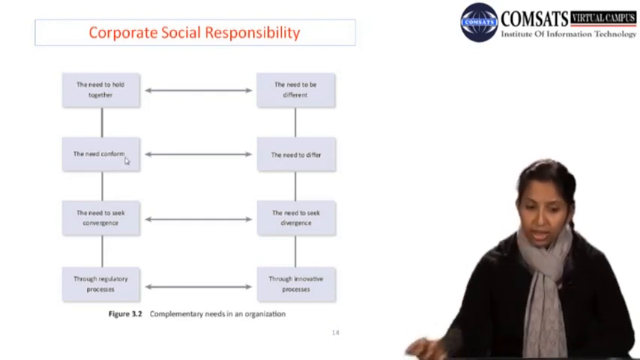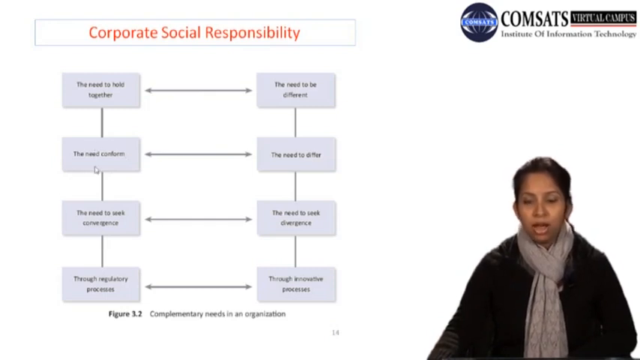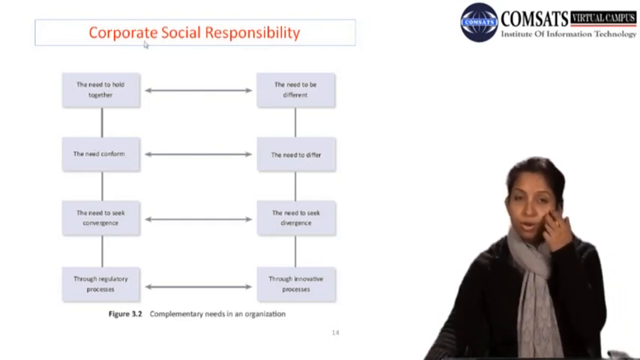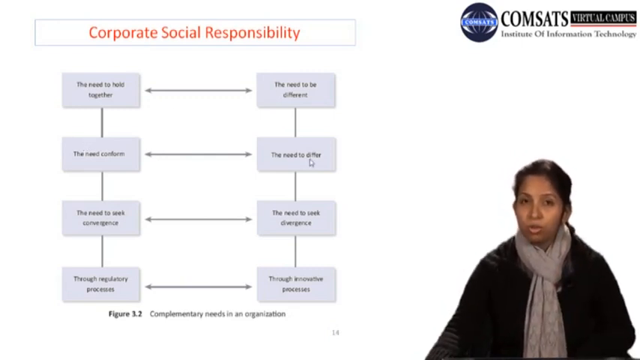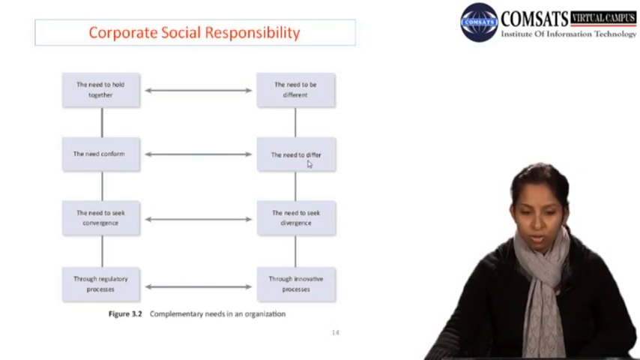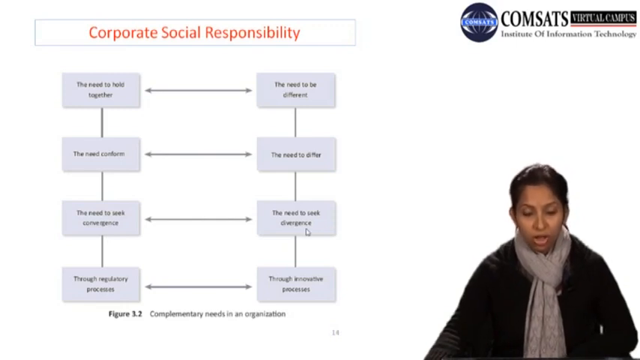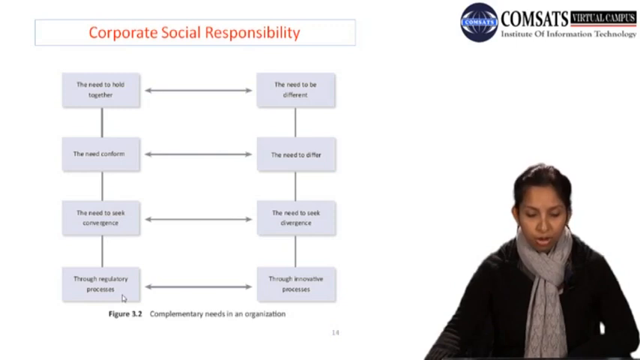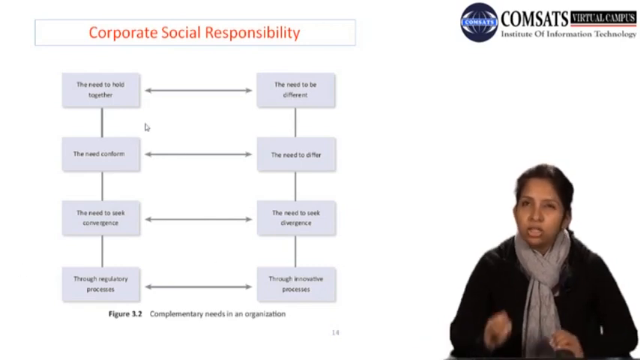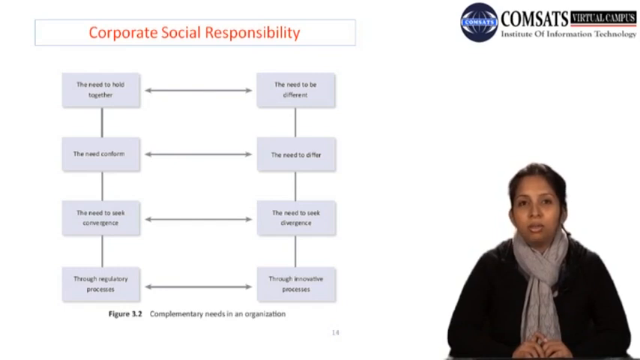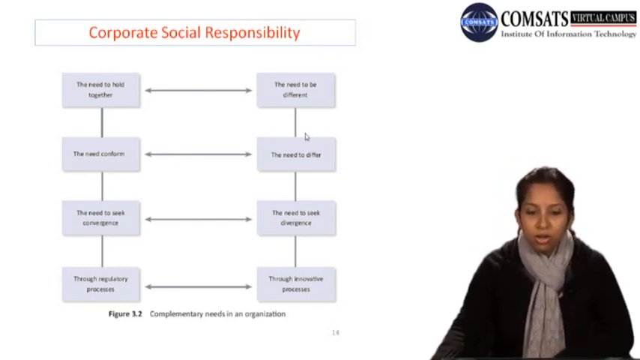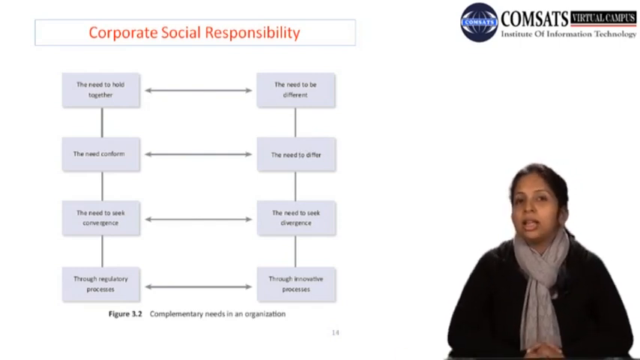Because the point is that if conformity becomes too much, then that is a problem, and if differences become too much, that is also a problem. If there is too much conformity, innovation will end; if differences are too great and conflict is too great, there will be chaos in the organization. The organization needs to seek convergence and the organization needs to seek divergence as well. The organization through regulatory processes, and the organization should have thorough innovative processes. That means the organization has all these needs as well as those needs, and the organization has to find just the right mix for these needs to be fulfilled. Because if the organization goes to any extreme, it becomes a problem for it.